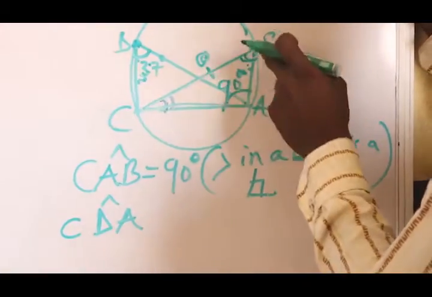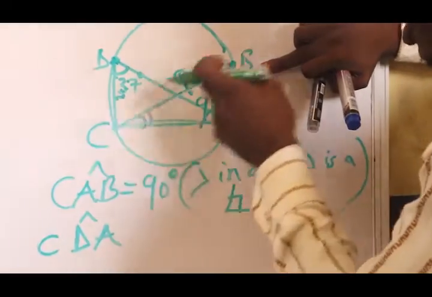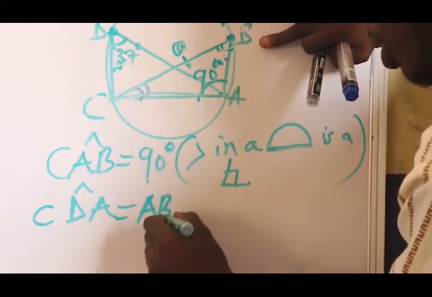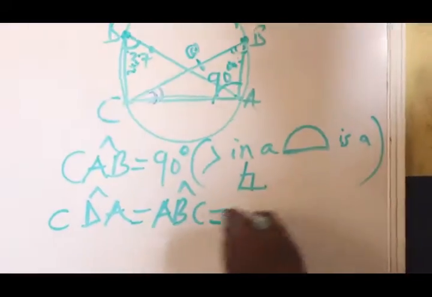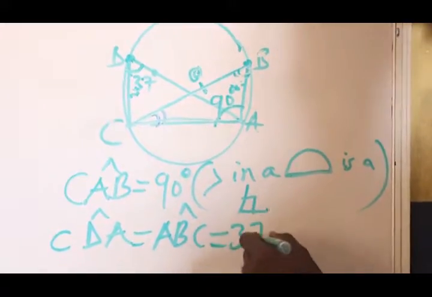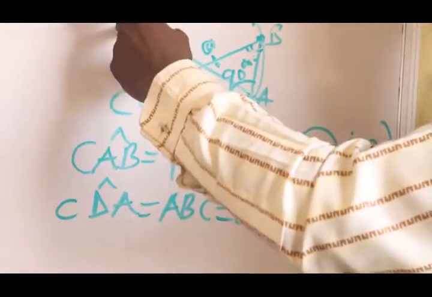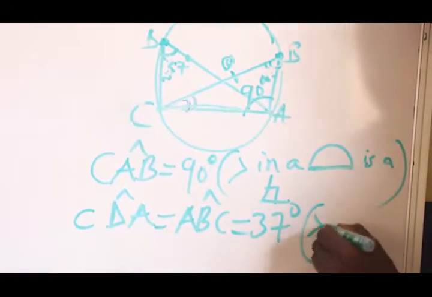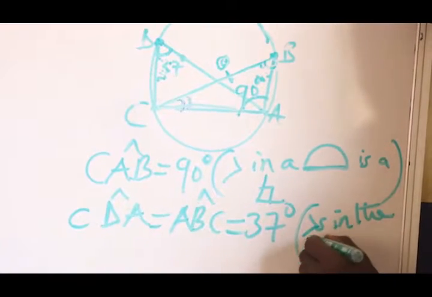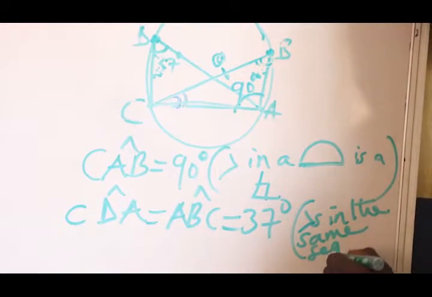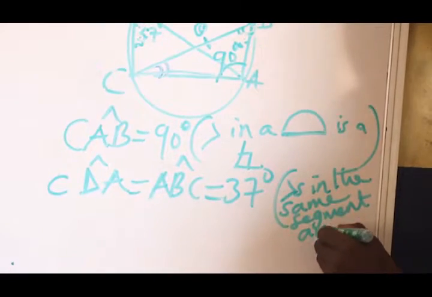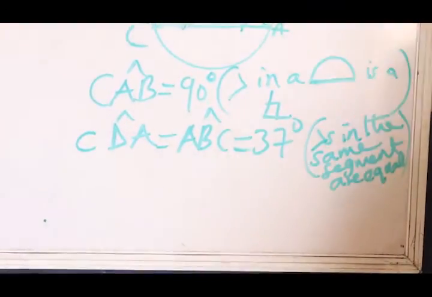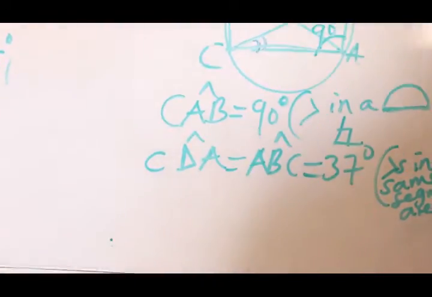So you tell them that angle CDA, this place here, must be equal to this place, CBA, or you can say ABC, which is equal to 37. So they are both 37. This CDA is 37 degrees, and it must be equal to this place. The reason behind that is angles in the same segment are equal. I hope you are getting that. Angles in the same segment are equal.